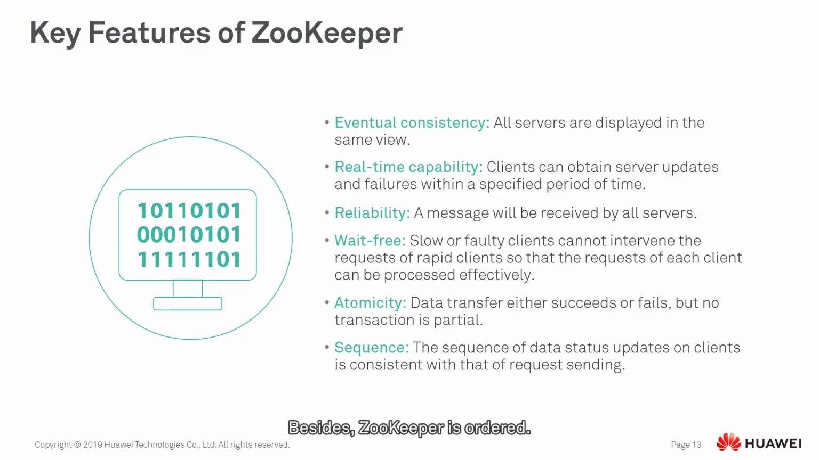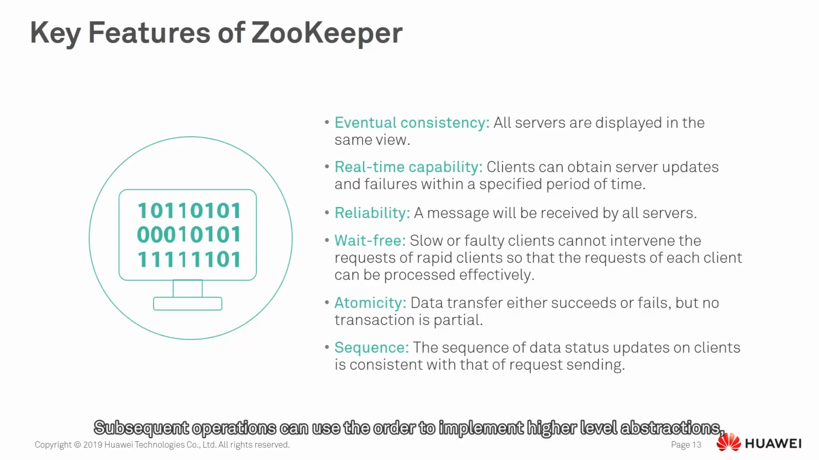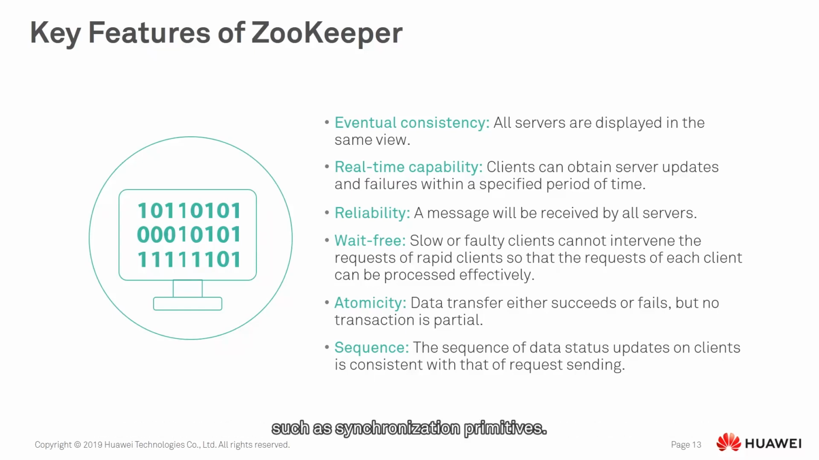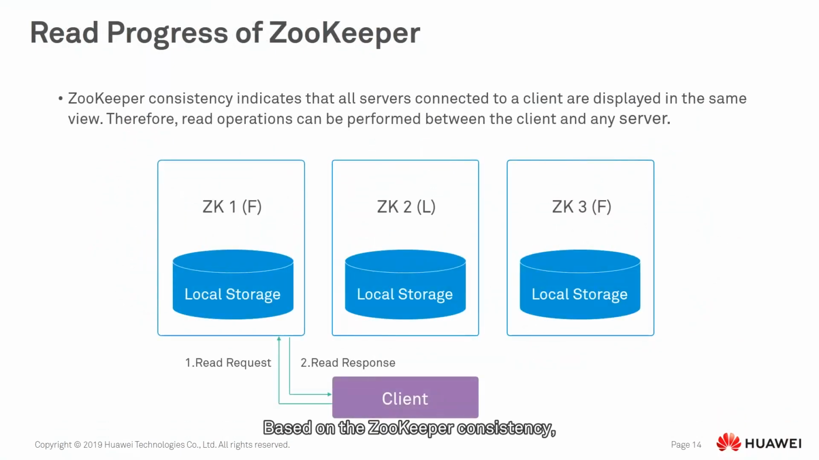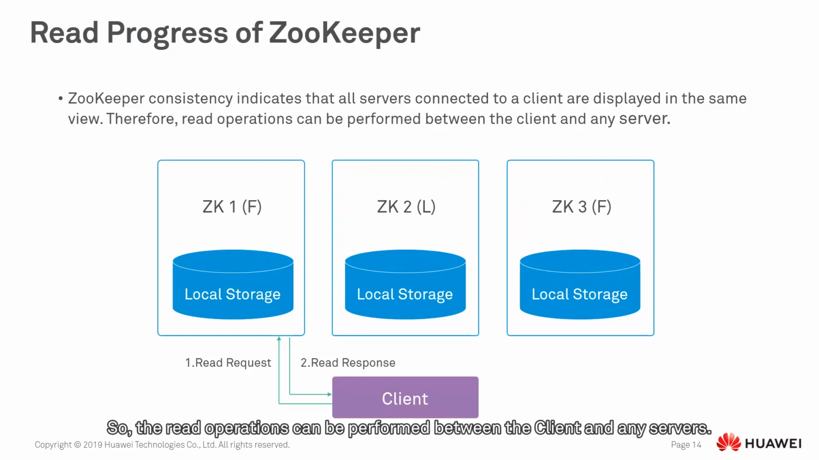Besides, ZooKeeper is ordered. ZooKeeper stamps each update with a number that reflects the order of all ZooKeeper transactions. Subsequent operations can use the order to implement higher-level abstractions, such as synchronization primitives. Based on ZooKeeper consistency, all servers connected to a client are displayed in the same view, so the read operations can be performed between the client and any server.